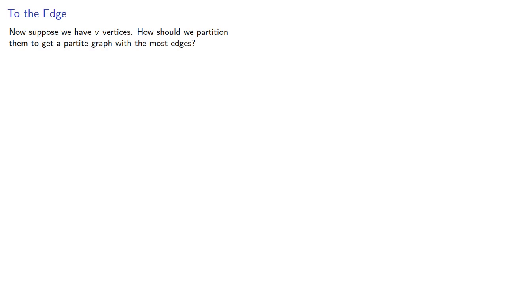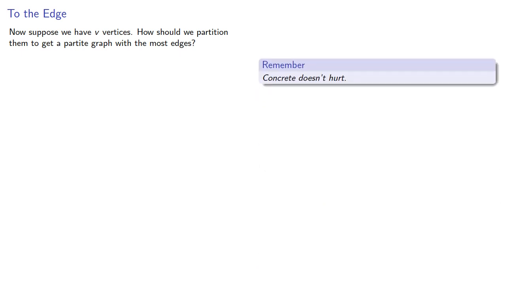So if we know how the vertices are distributed among the partite sets, we can compute the number of edges. So suppose we don't know. Suppose we have V vertices. How should we partition them to get a partite graph with the most edges? So remember, concrete doesn't hurt. Let's experiment.